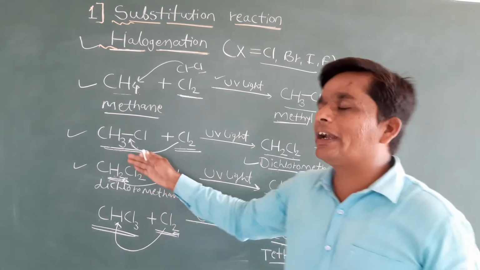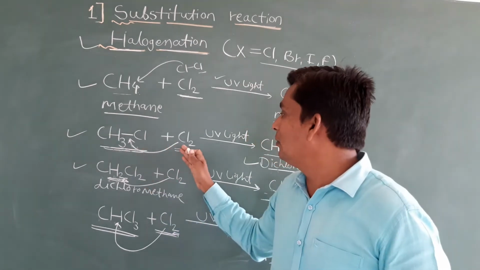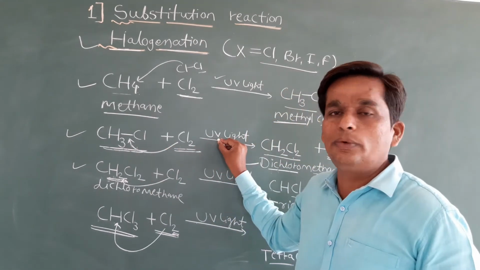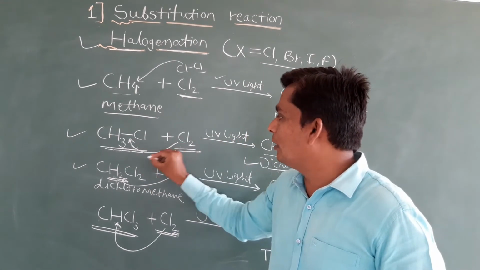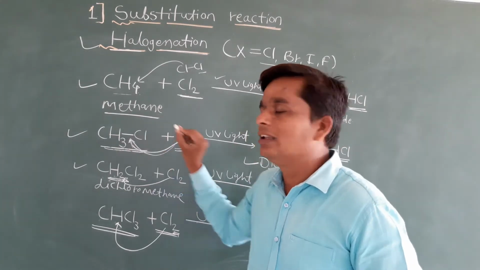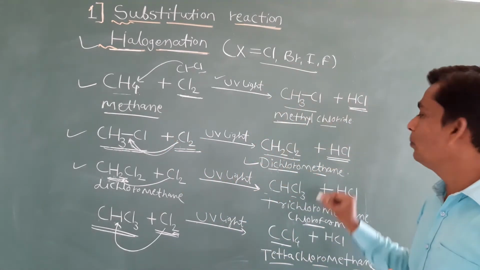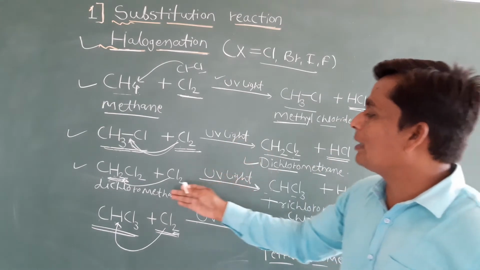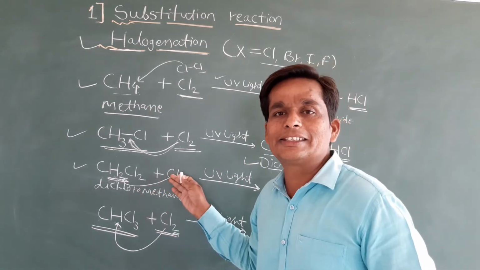Again, I take methyl chloride, CH3Cl. Again we can carry out the chlorination in the presence of UV light. One more hydrogen will be removed and we can substitute the Cl. So what will we get? CH2Cl2 plus HCl. Again we can take the same dichloromethane and carry out the same reaction.